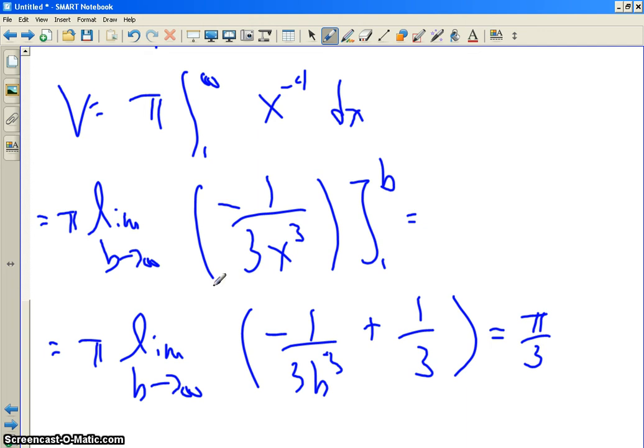How do I get that? Well, as b gets bigger and bigger, like 1, 10, 100, 1,000, a million, 1 over b cubed gets smaller still. 1 over 10 cubed is 1/1,000. 1 over 100 cubed is 1 over a million. And 1 over 1,000 cubed is 1 over a billion, and so forth. So this gets as small as you want. It basically goes to 0. This goes to 0 in the limit, so you get 1/3 of pi is all that's left.